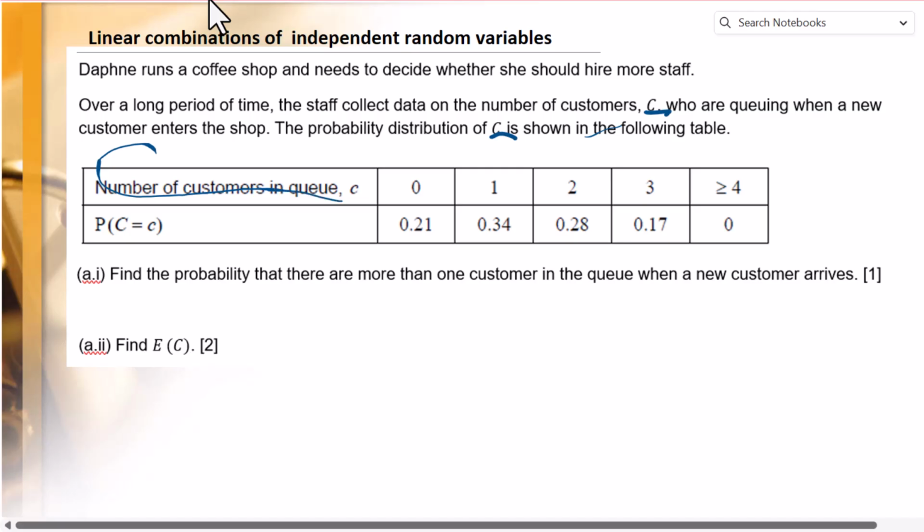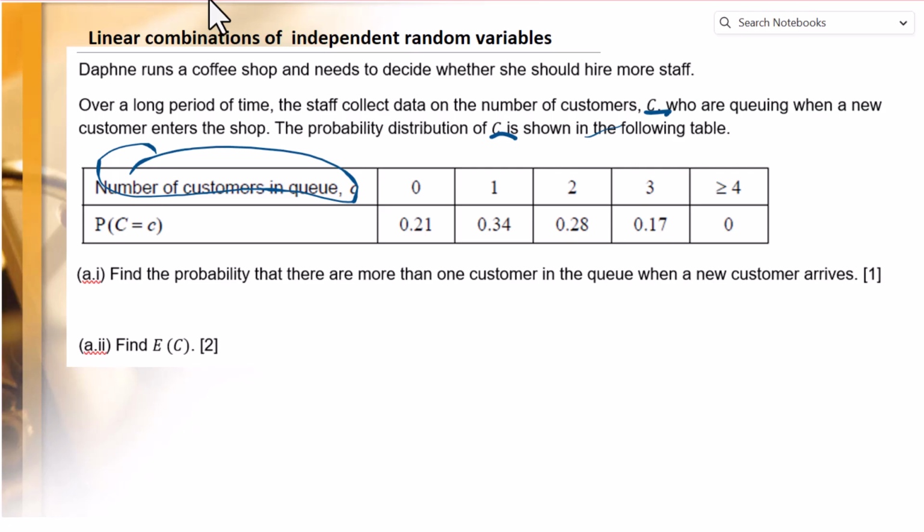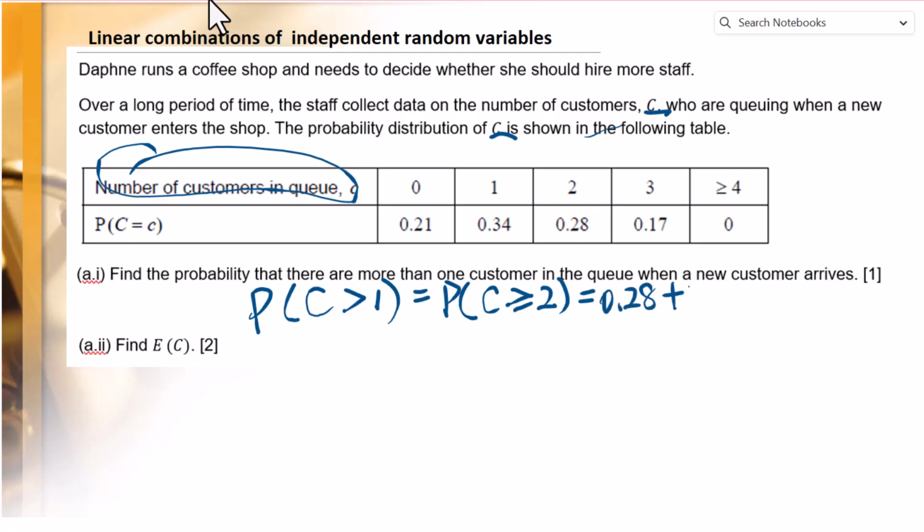Number of customers in the queue means this is a discrete distribution. So the probability of S greater than 1 equals the probability of S greater than or equal to 2, equals 0.28 plus 0.17 then plus 0, equals 0.45.